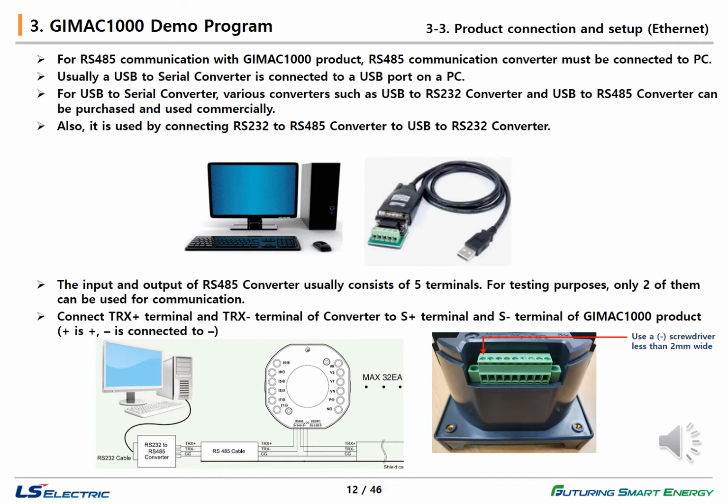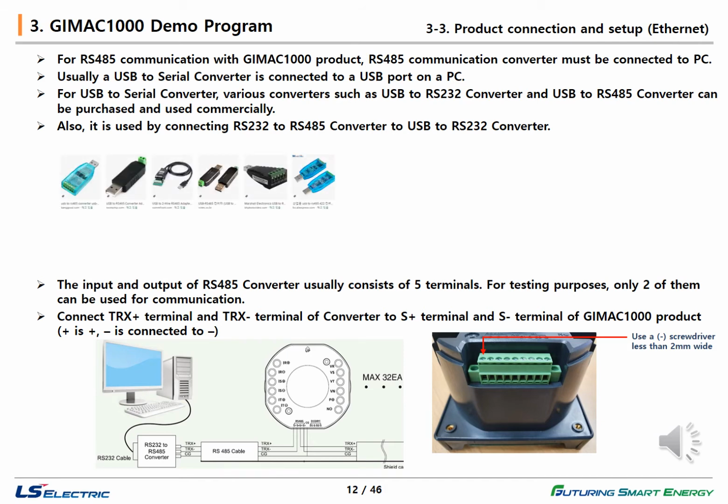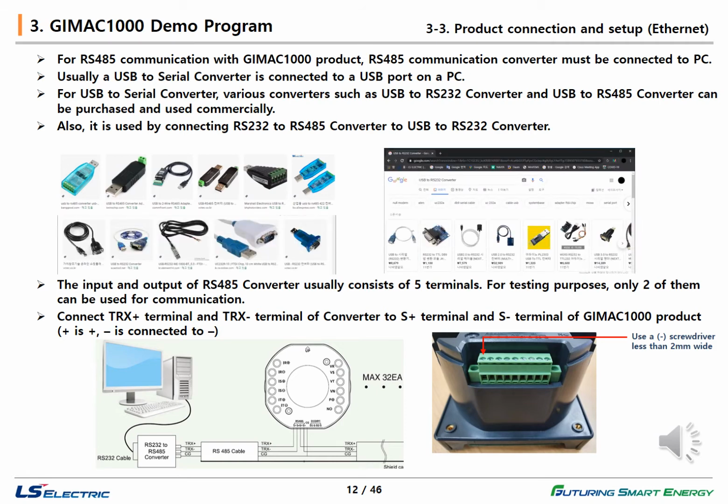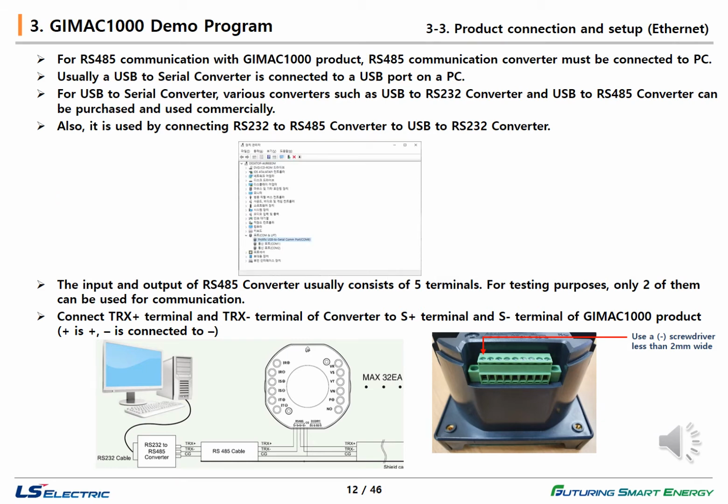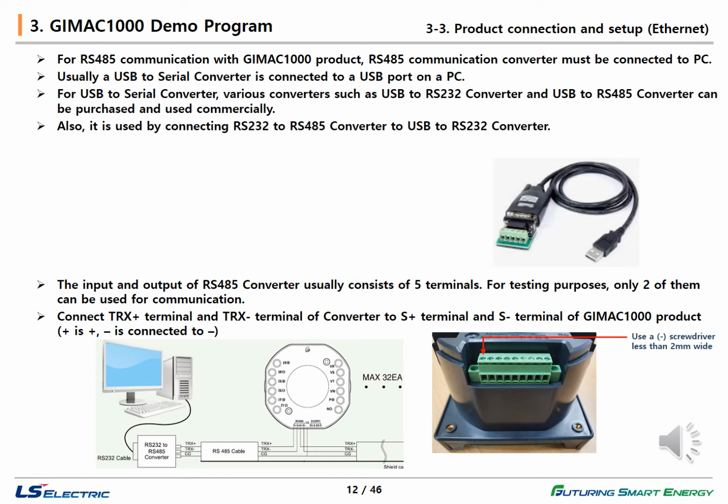to convert USB communication to RS485 communication. When using a converter, you can use a single USB to RS485 converter or connect an RS232 to RS485 converter to a USB to RS232 converter. Converters are commercially available, and newly connected converters must be installed with drivers. RS485 communication consists of 5 terminals, but in the case of half-duplex communication, communication is possible using 2 terminals.